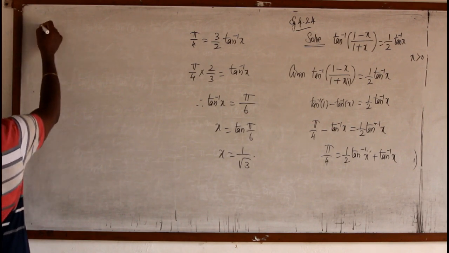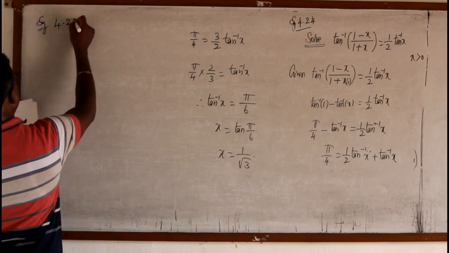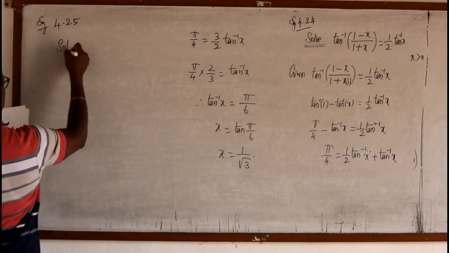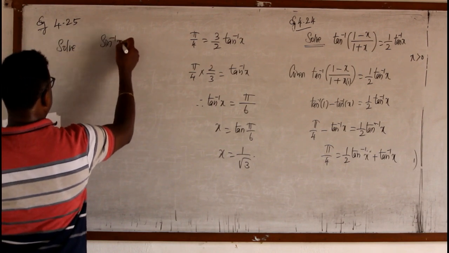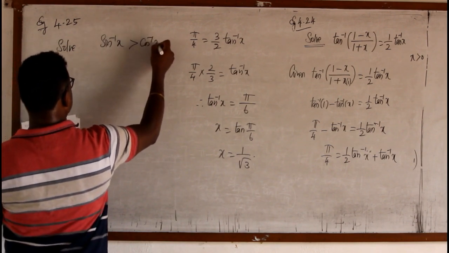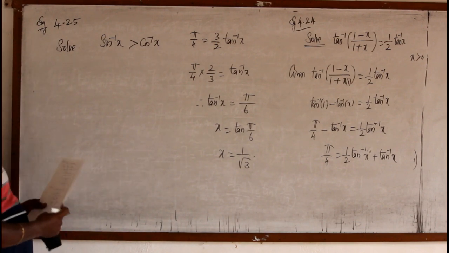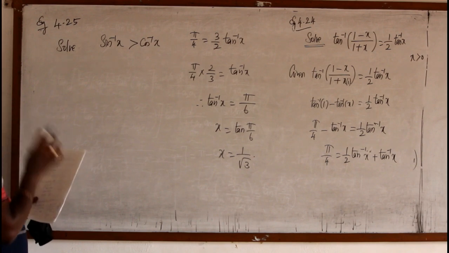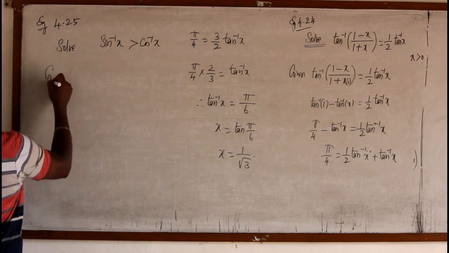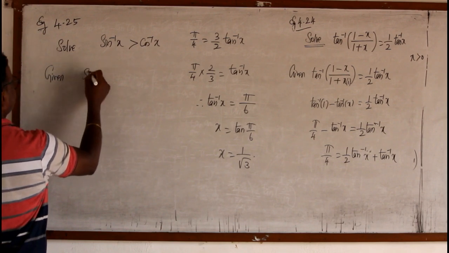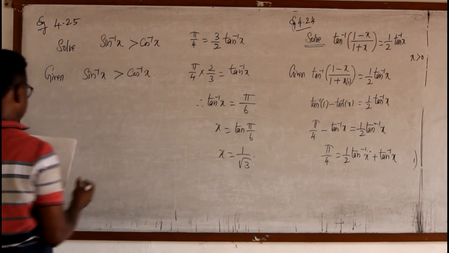Now, example 4.25. Solve: sin inverse of x is greater than cos inverse of x. If sin inverse of x is greater than cos inverse of x, find the value of x. That's the meaning. Now, given sin inverse of x is greater than cos inverse of x.